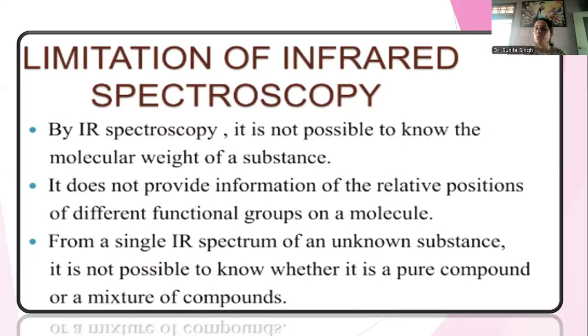That's why we have to go for other techniques. To confirm any type of compound through IR, we also use UV, mass spectra and other spectral techniques. IR spectroscopy individually can't confirm a compound. So this is the gist of my lecture on the principles of IR spectroscopy.